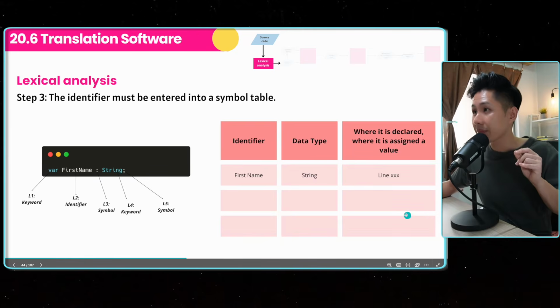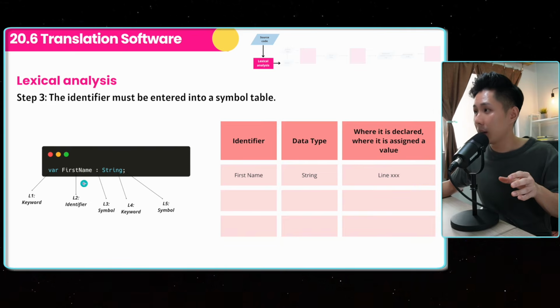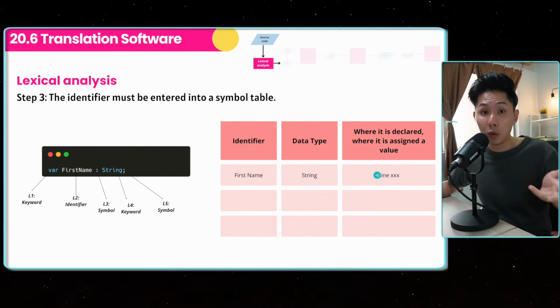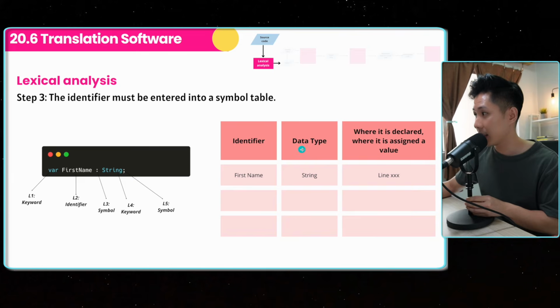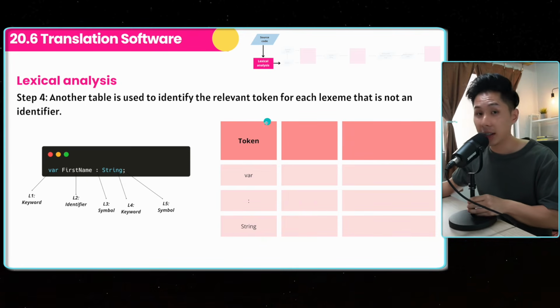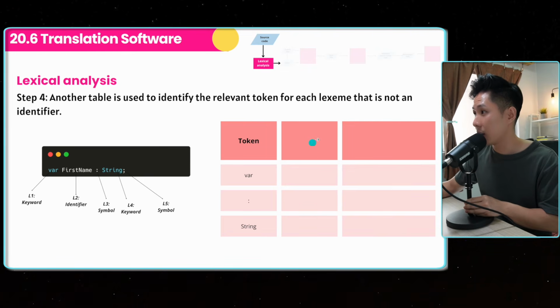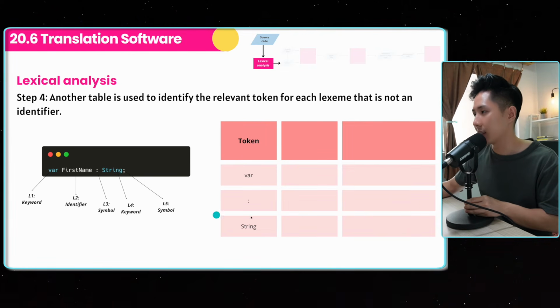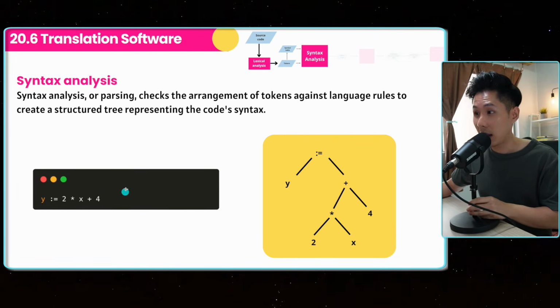That's step 2. Step 3, the identifier here, first name, will be entered into a symbol table, which looks like this, has the identifier, what's the data type, and where it is located. Step 4, another table is created to identify the relevant token for each lexeme that is not an identifier. So like var, dart, string, etc. So now we have done lexical analysis. We have all the symbols in the table respectively.